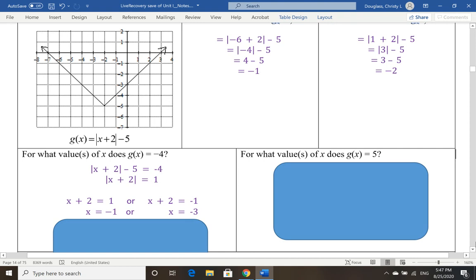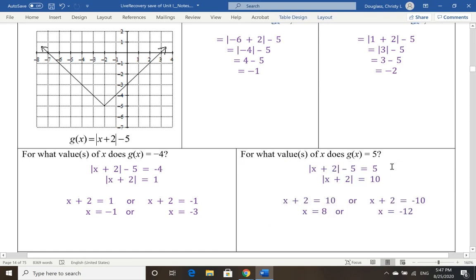How did you do? Let's take a look. If you use the same steps, you set the function equal to 5. You add 5 to each side to get 10. Now you have your absolute value isolated. This is where you split it up.